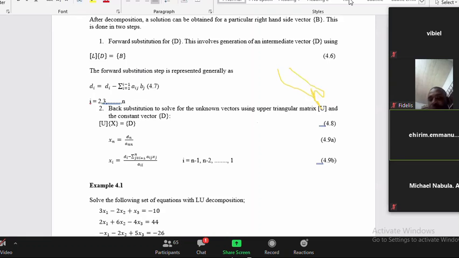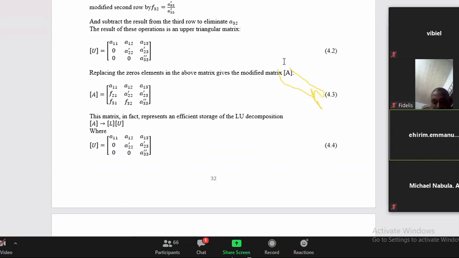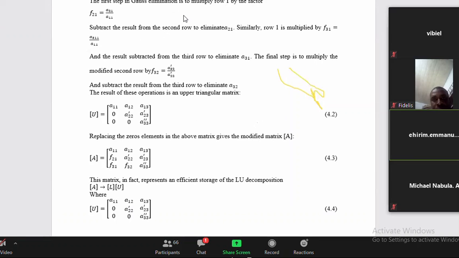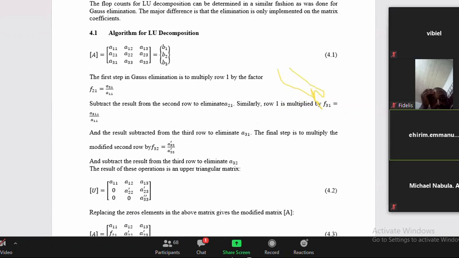I want to quickly go back and explain it. Let me go back quickly. I'll run it faster now. So we have this equation 4.1. We want to apply the LU decomposition algorithm.